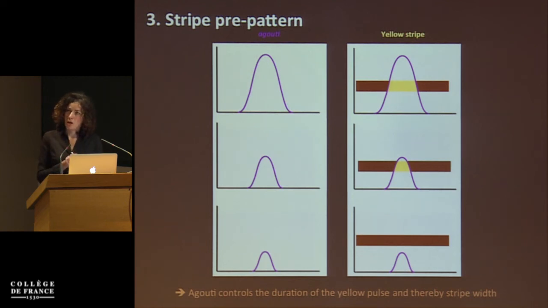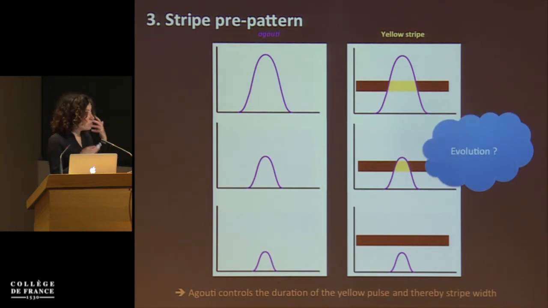And what we are studying now is the expression levels of agouti in all the other species, because it would be really nice if it was as simple as all these species evolving stripe width differences simply by changing the expression levels of agouti or the threshold at which the cells respond to its signaling. So we're studying this currently.